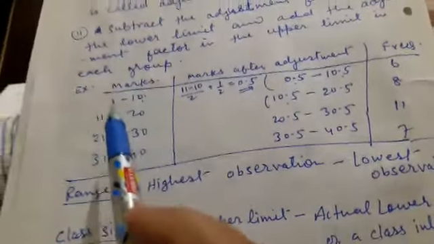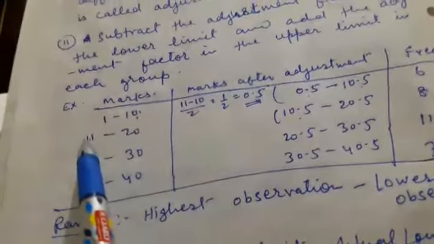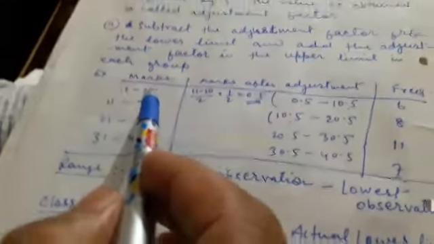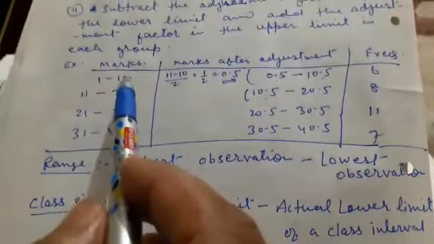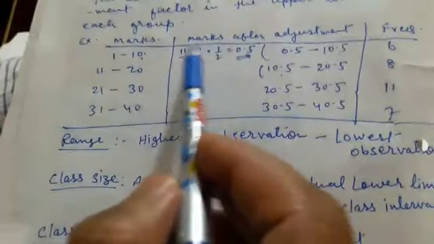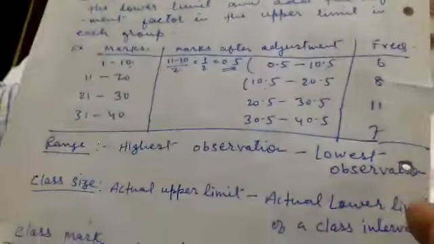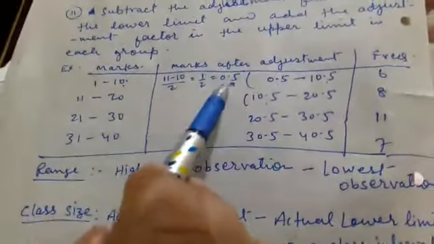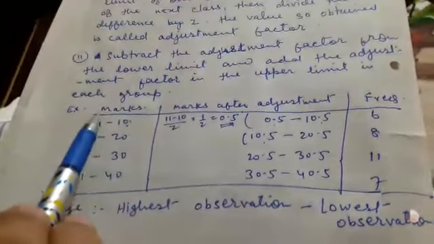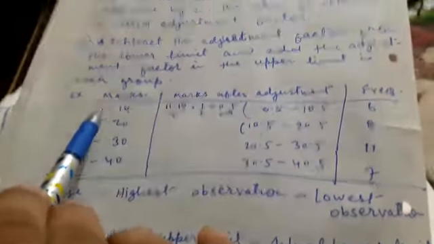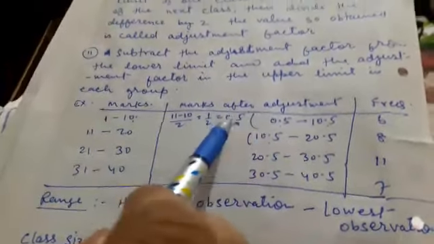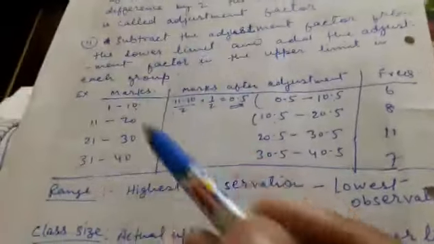Let us see. We have to find the difference between the lower limit of the second class and the upper limit of the first group. Let us find out: 11 minus 10 is 1, divided by 2, that is equal to 0.5. Now we have to subtract this 0.5 from the lower limit, from 1, so it will be 0.5, and add this 0.5 to 10, it will be 10.5. We have to do the same in each group.